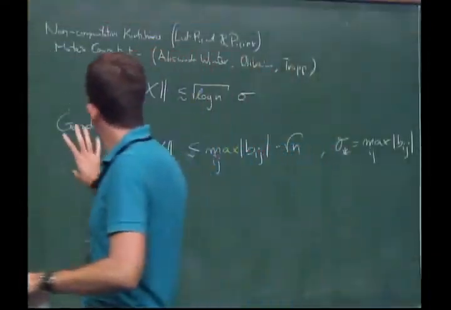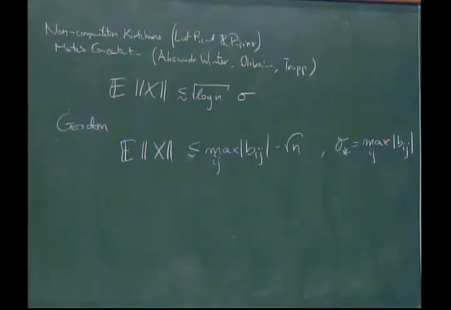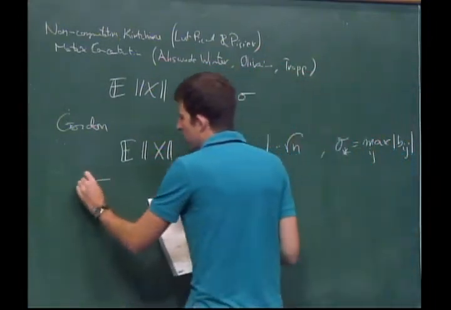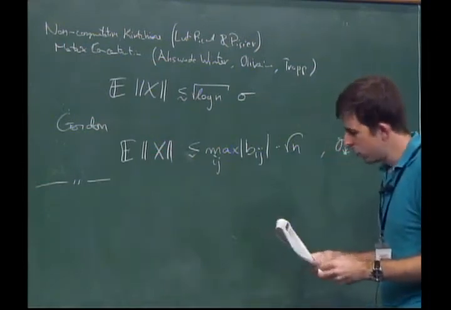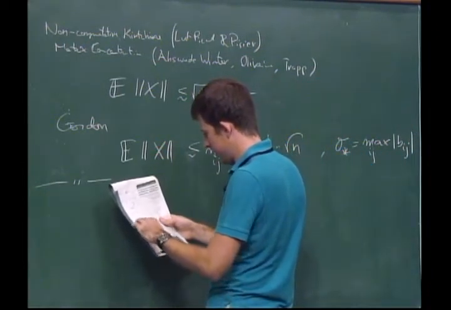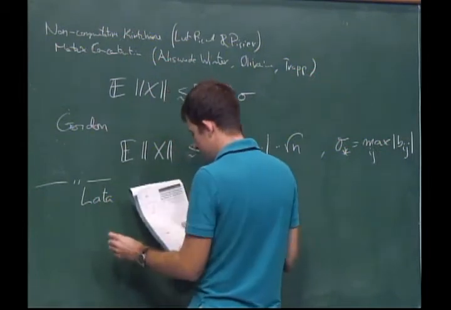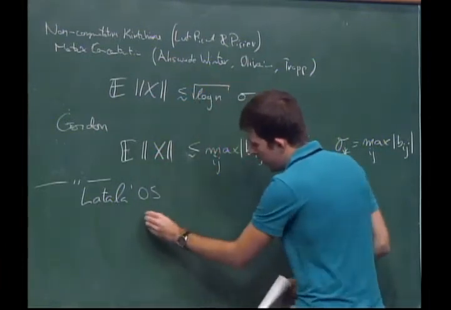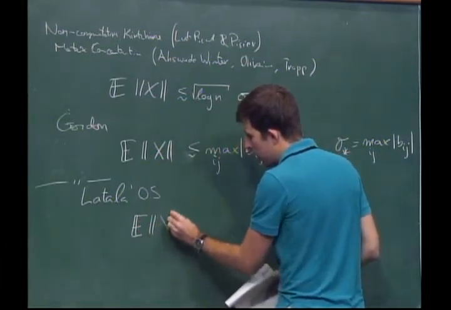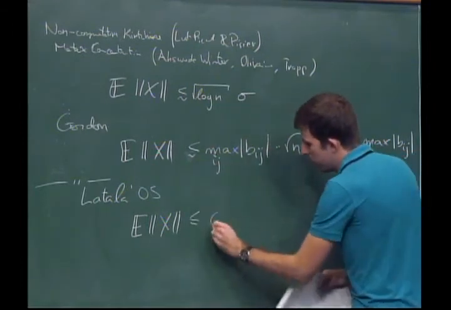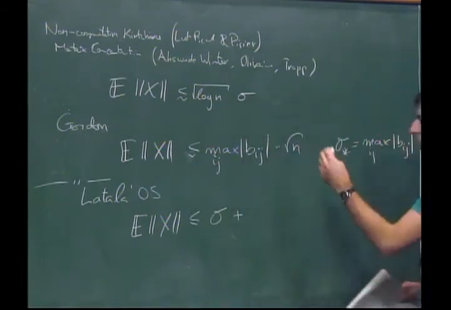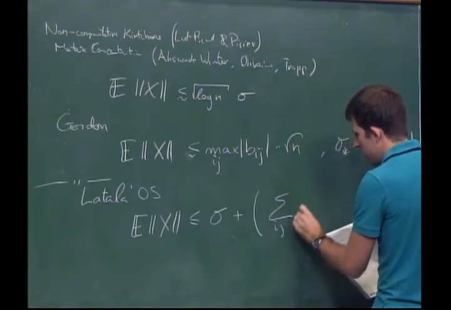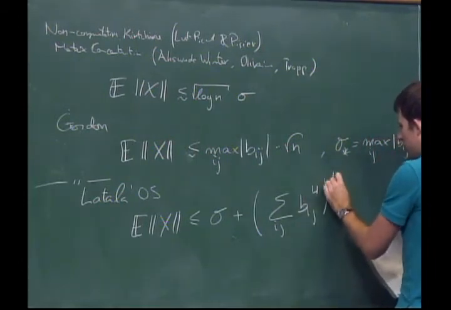So these two results apply to a much larger set of examples, but there are also other results that are specific to this case, and I'm going to show them now. Perhaps the first one is by Latała, from 2005. Latała showed that the expected value of X is always smaller or equal than sigma plus a term that depends on the b_ij's, essentially the 4-norm of all the b_ij's: the sum over ij of b_ij to the 4, to the power 1/4.